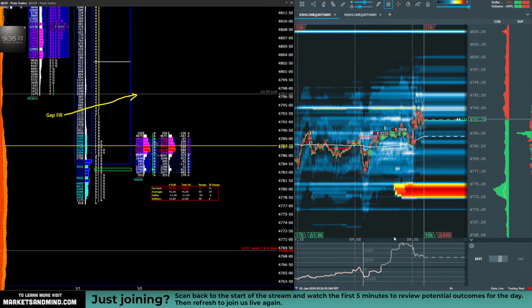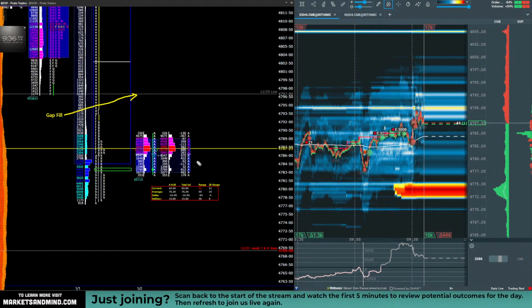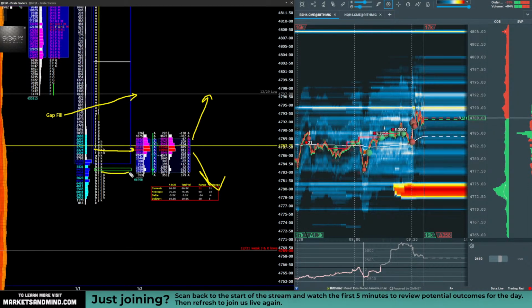Okay, so far it is a gap fill attempt. So far the market is saying it's more likely to try to fill the gap rather than gap and go. But they are now building support above the halfback and above the opening price. So that tells me thing number one, we're likely to fill the gap.